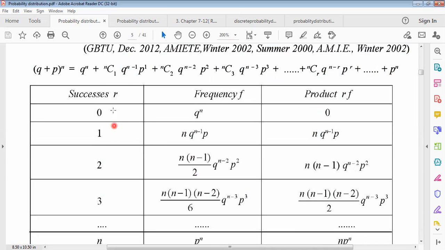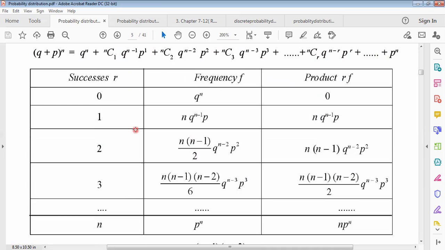Now, if we consider the number of successes r as 0, 1, 2, 3, up to n. For r equals 0, this is the first term. The second column is the frequency column, and the third column will be the product of r, the successes, and the frequency. For r equals 0, this is the first term, and for r equals 1, this is the second term from the binomial distribution.